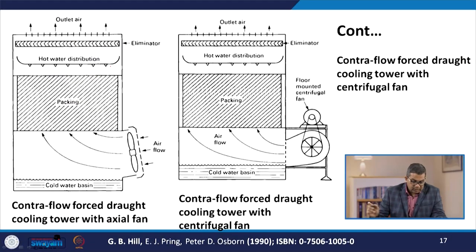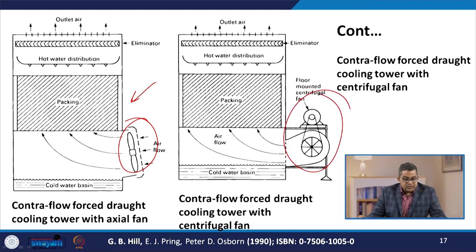It also reduces the overall height of the tower, where low silhouette is called for. With either fan type, recirculation may be avoided where necessary by a canopy or directional louvers to concentrate the leaving air stream and increase its velocity. The modular design with multiple fans sometimes may be used, with the fans switched in or out as per the load, as per the requirement. Here you see the contra-flow forced draught cooling tower with axial fan. Here you see the contra-flow forced draught cooling tower with centrifugal fan.